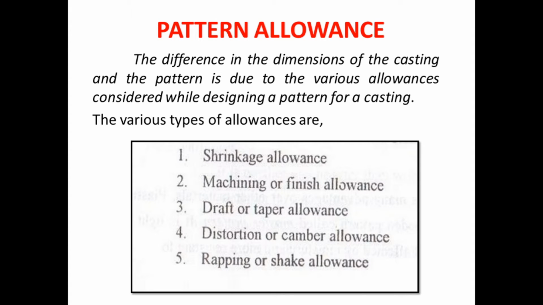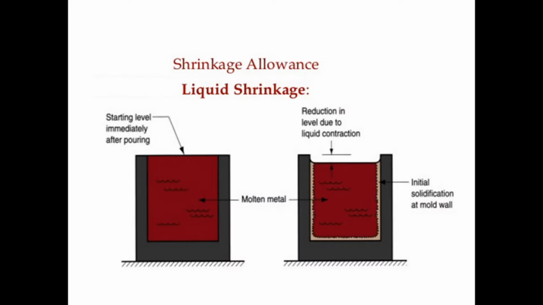While making patterns, certain dimensional allowances must be given in the pattern so that the casting ends up with the required specification. So various types of allowances are shrinkage allowance, machining allowance, draft, distortion, and shake allowance.